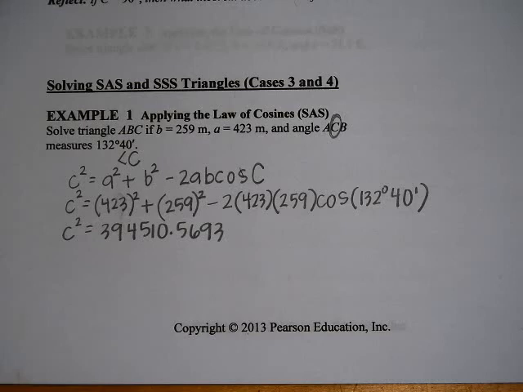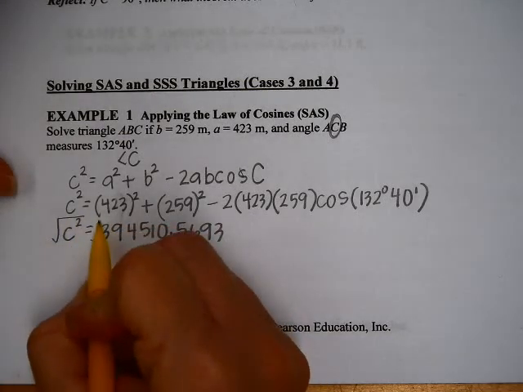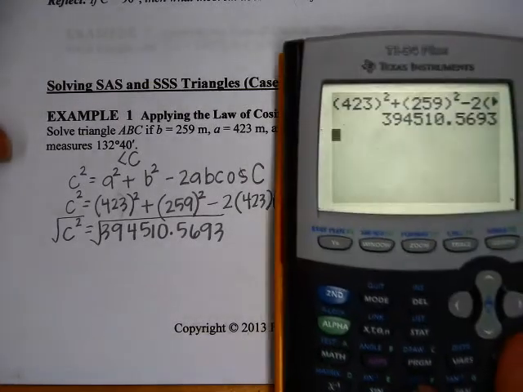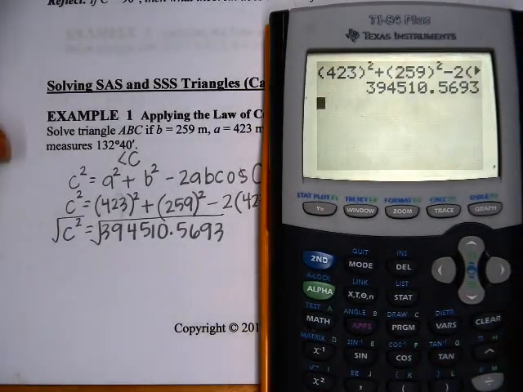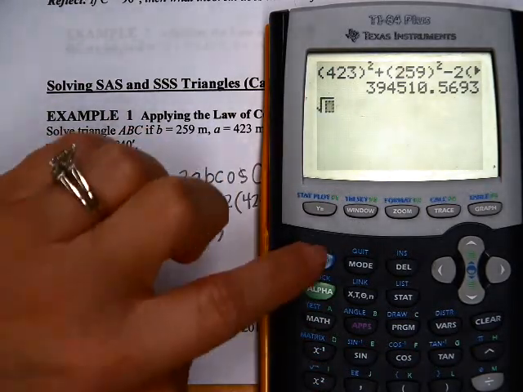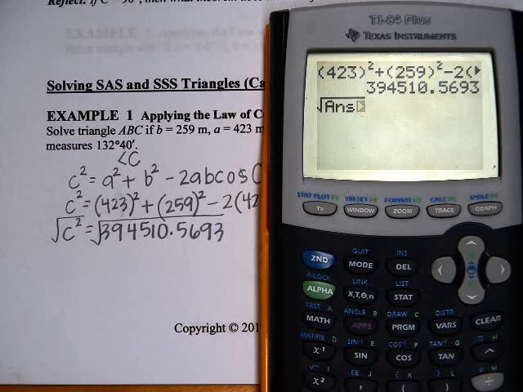394,510.5693. Are you getting that? Is that the final answer? No, that's what C squared equals. So now what are we going to do? Take the square root. Now I'm going to show you right here on my calculator. I'm not going to retype all of that. I'm going to say second square root, second answer, and hit enter.